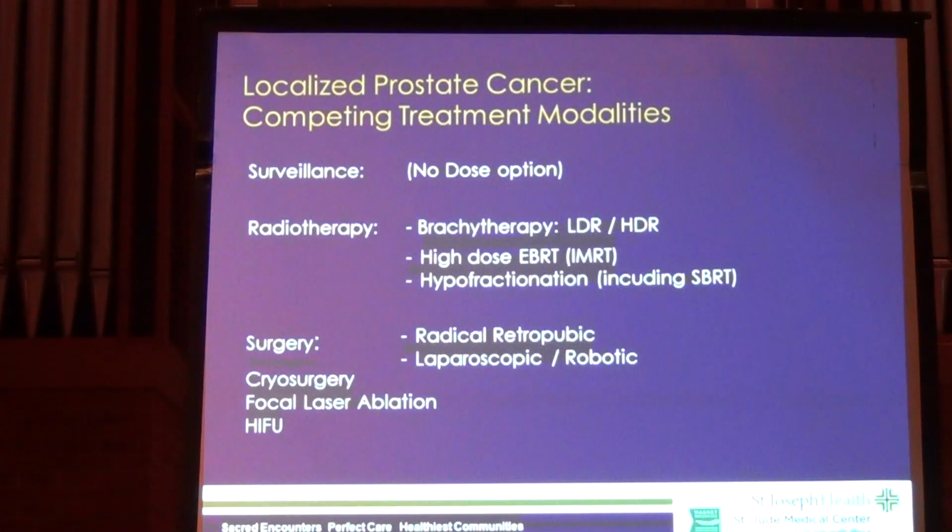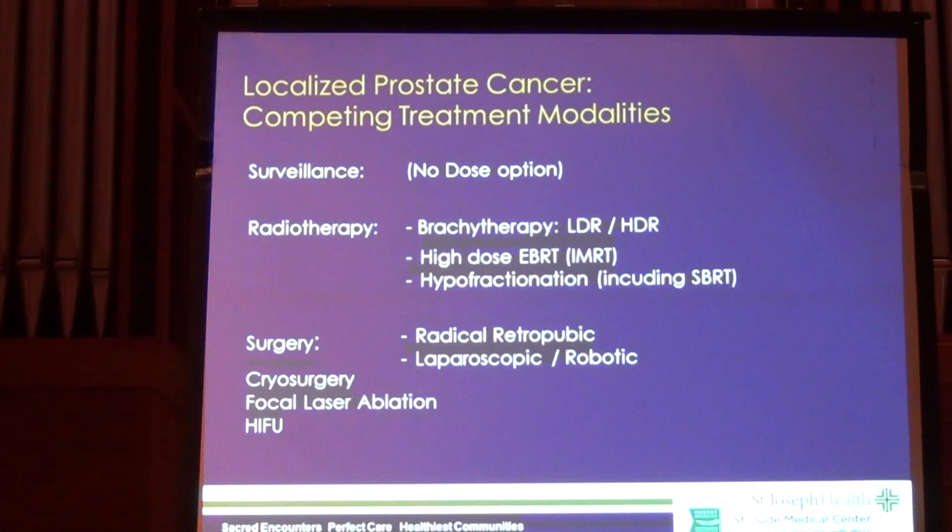So you can have a radical prostatectomy, you can do a robotic prostatectomy, you can be laparoscopic. New emerging techniques include cryotherapy or cryosurgery, there's focal laser ablation, and there's even HIFU, which is high intensity focused ultrasound therapy. So these are all techniques that are out there. Some of them are FDA approved, some of them are not.